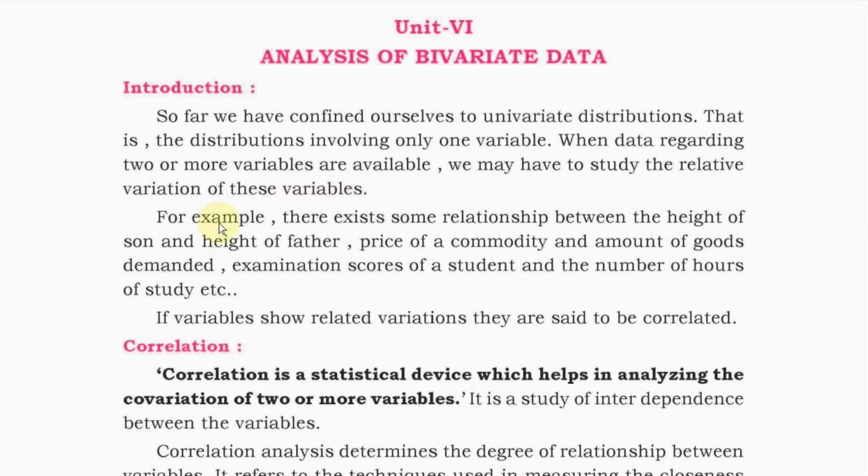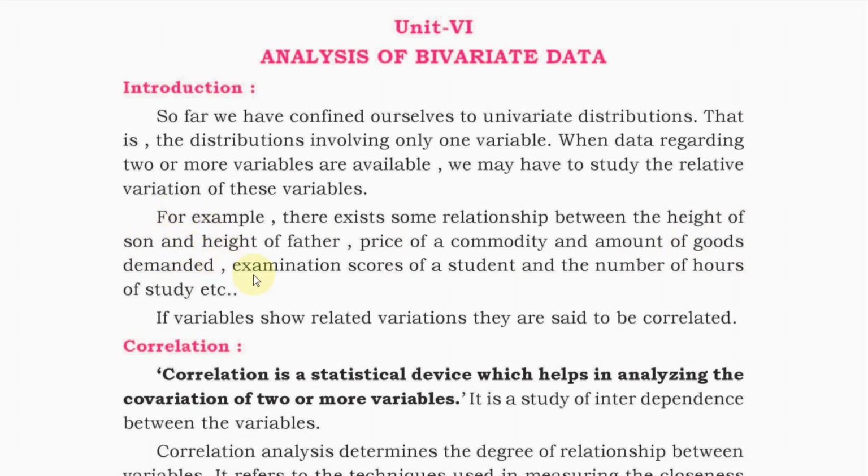Here they have given a very good example: heredity, the relation between height of the father and height of the son. Height is a variable here, but the height is between two generations, the father and the son. So is there any relationship between those? Next, price of a commodity and amount of goods demanded. So price of a particular item and its demand.